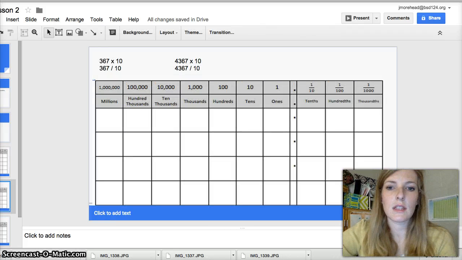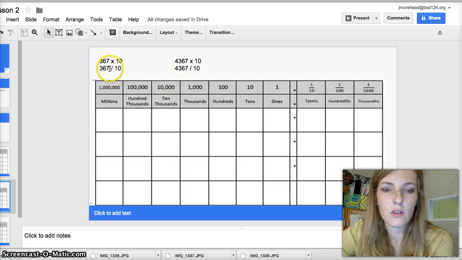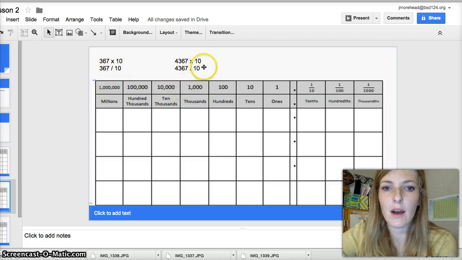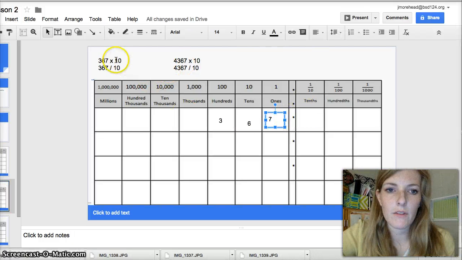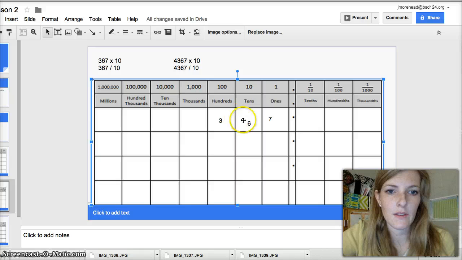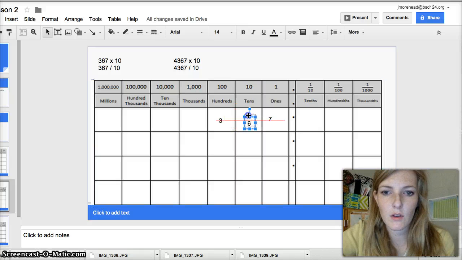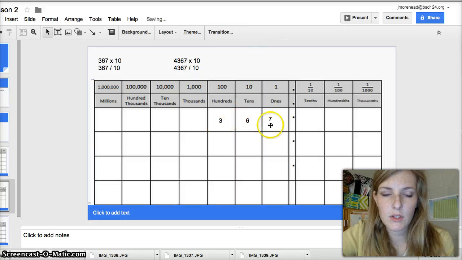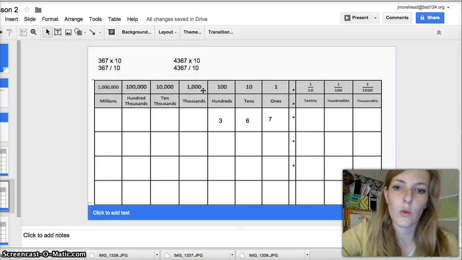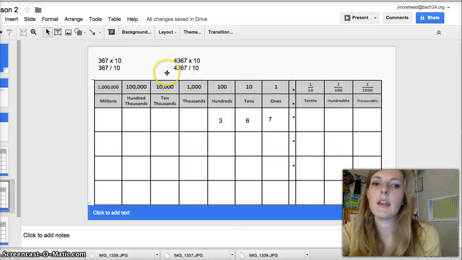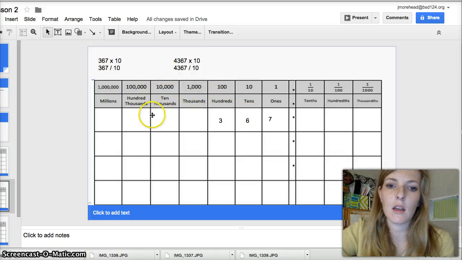So let's use this to get started with practice. I'm going to show you how to do the first 2, and then your job is to stop and pause and do the second 2. So my first problem is 367 times 10. So I want you to be looking at my numbers here and think to yourself, times 10, is my number going to be getting larger, or is my number going to be getting smaller? If I'm multiplying, my number is going to be getting larger.